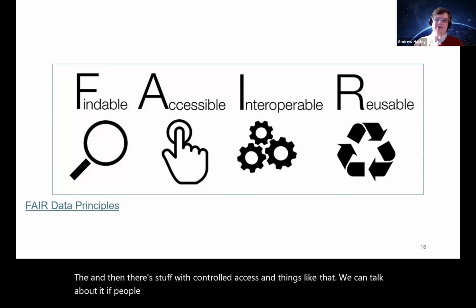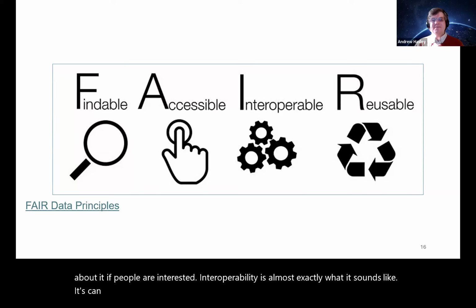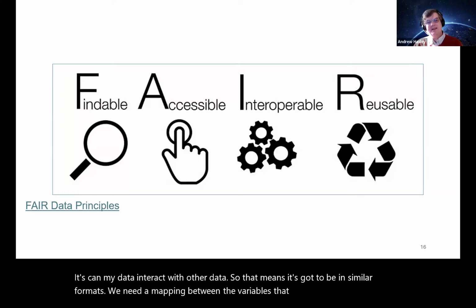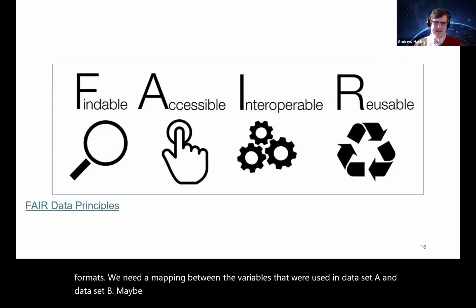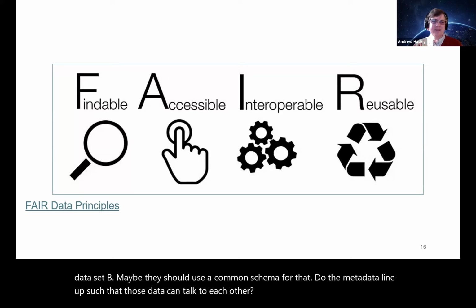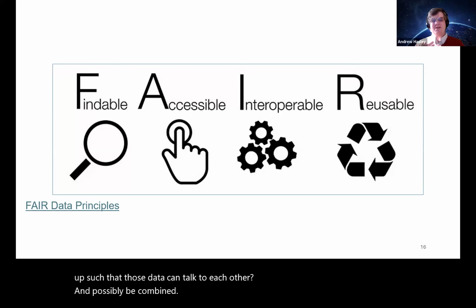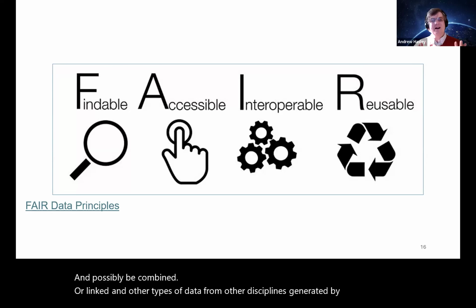Interoperability is almost exactly what it sounds like. Can my data interact with other data? That means it's got to be in similar formats. We need a mapping between the variables used in dataset A and dataset B. Maybe they should use a common schema. Do the metadata line up such that those data can talk to each other and possibly be combined or linked, along with other types of data from other disciplines generated by other software? Are those data usable together?